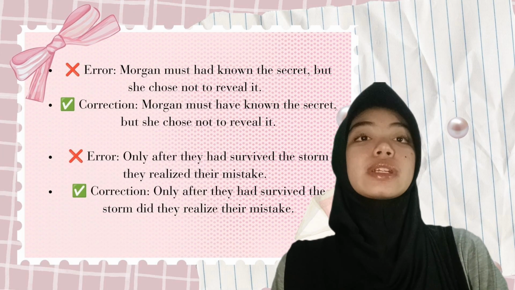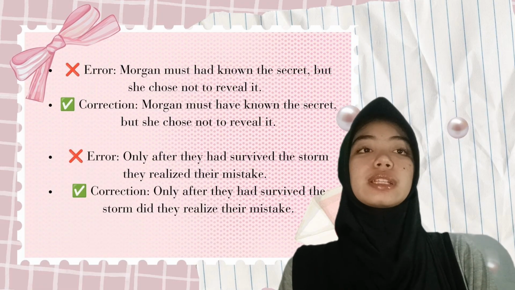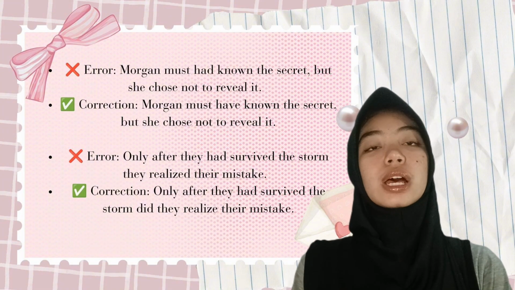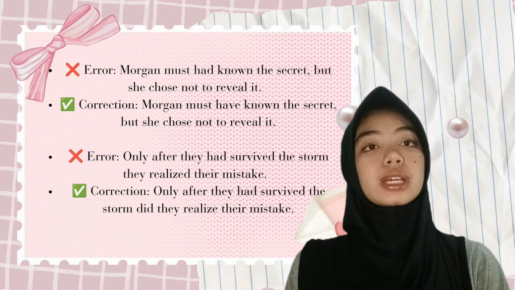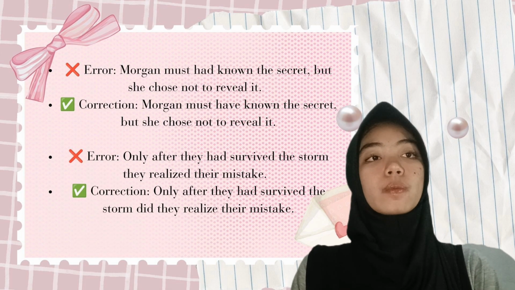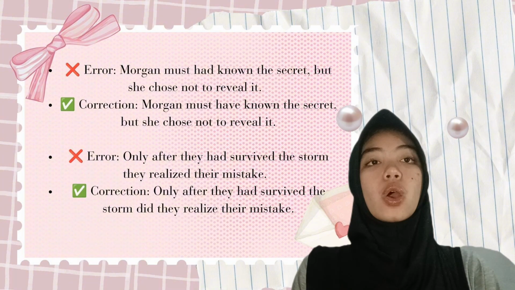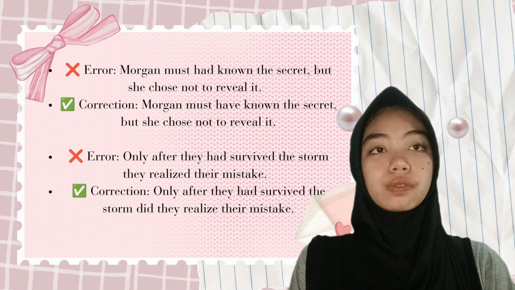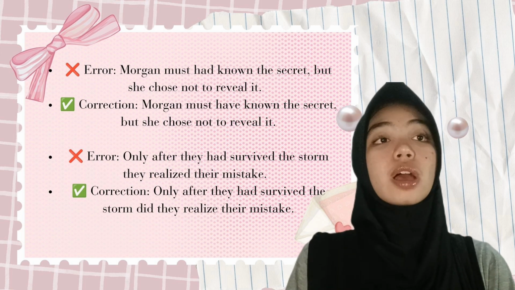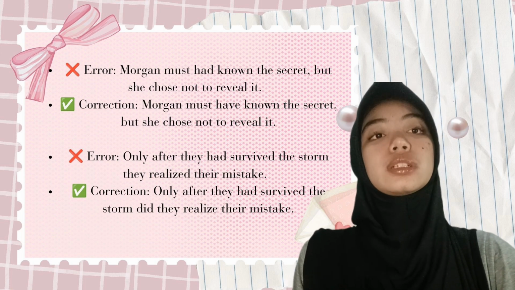Sentence number 7 is wrong in its use of must had. An absolute rule in English grammar is that all modals such as must, can, should must always be followed by the base form of the verb. So, no matter what the tense is, we must use have, not had. The correction is, Morgan must have known the secret, but she chose not to reveal it.